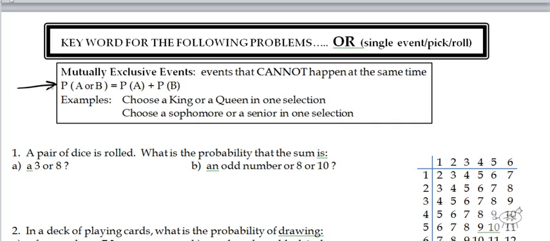Another example is choose a sophomore or a senior in one selection. Okay, there's no overlap. You don't have a sophomore senior, or a senior sophomore. So they're completely independent events. We call them mutually exclusive. Exclusive means they're kind of separate. If you go to an exclusive club, you're kind of separated from all the uncool people, I guess. I don't know, whatever. All right, so let's take a look at the first example here.